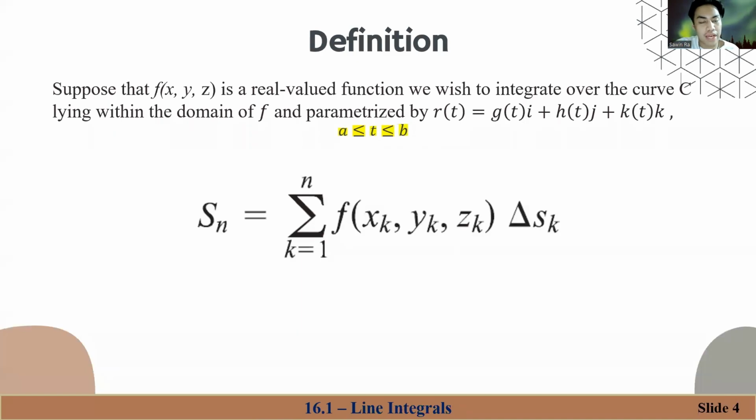So suppose that f of x, y, and z is a real-valued function we wish to integrate over the curve C lying within the domain of f and parameterized by r of t equals g of t i plus h of t j plus k of t k within the range that we set. We need to integrate over a curve C rather than over an interval from a to b. So we get this general integral, which is called the line integral. And the equation below looks similar to the Riemann sum, and depending on how you pick the path for curve C, the result or value that you receive may differ.